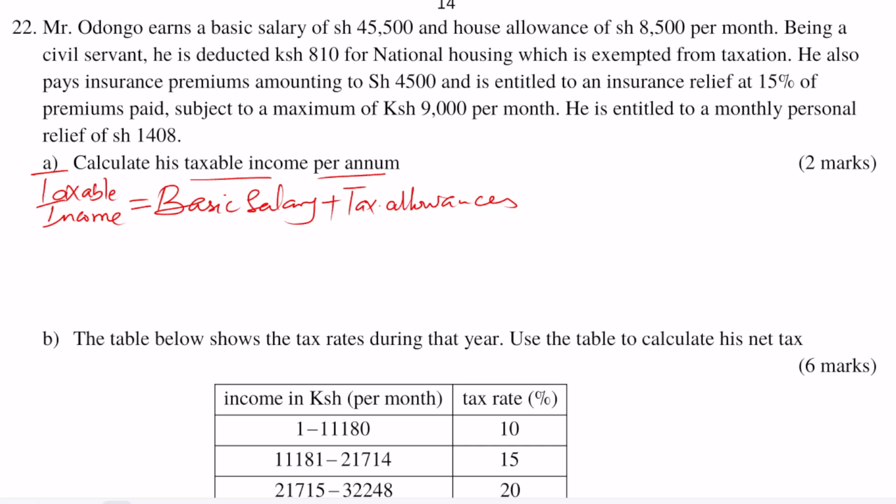In this case, we have a basic salary of 45,500, plus the given house allowance. We only have one allowance in this case, and the allowance is 8,500. When you add, you will get 54,000 shillings. So that is the taxable income per month.